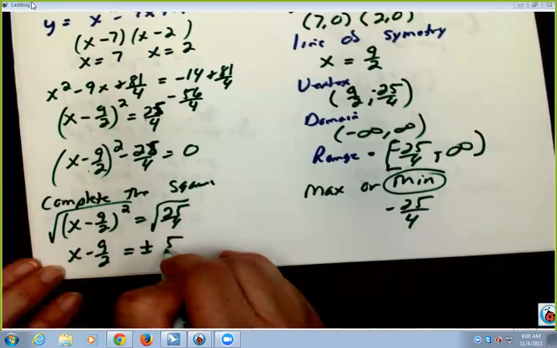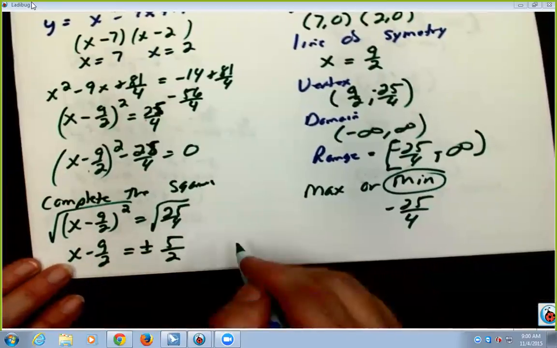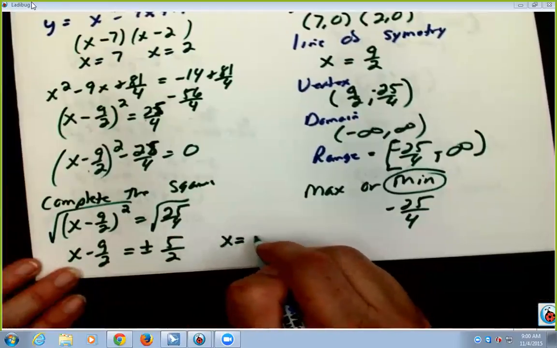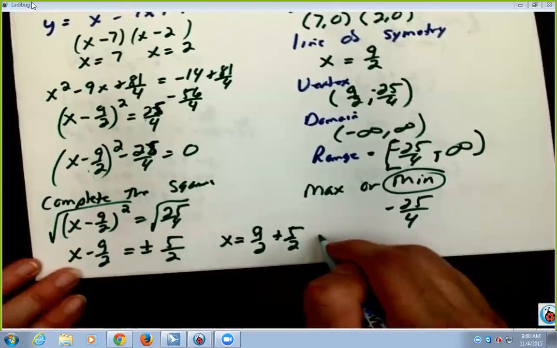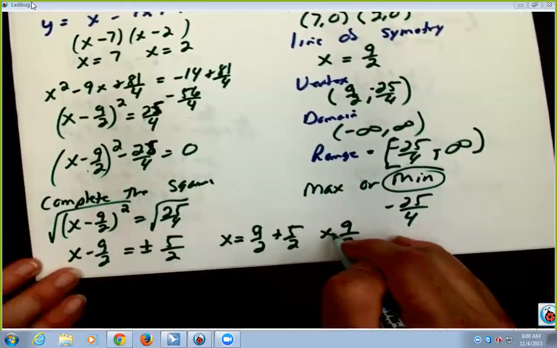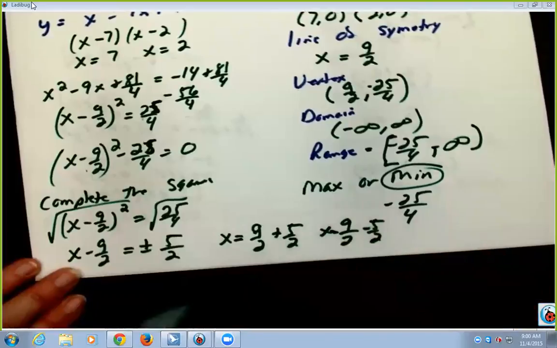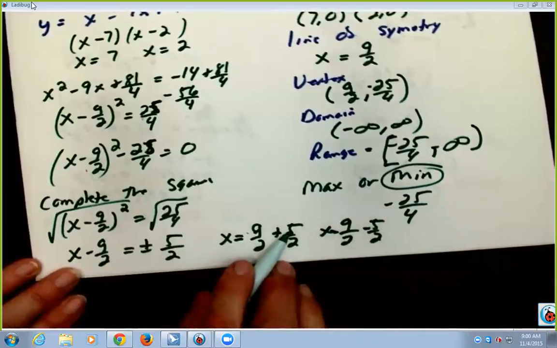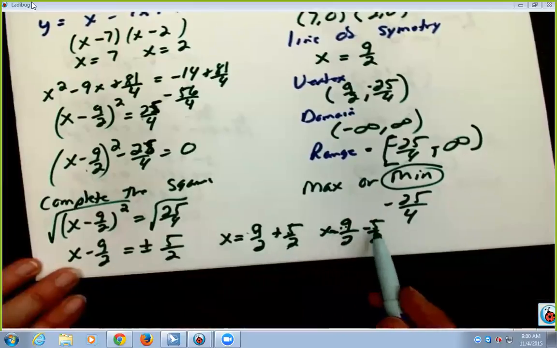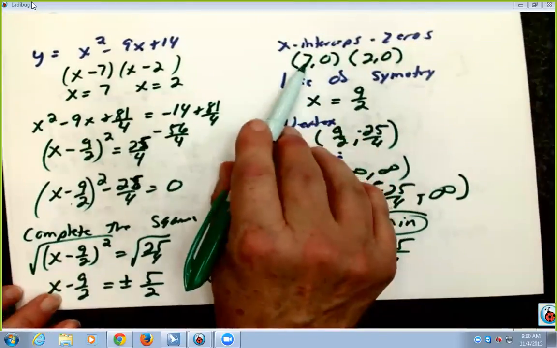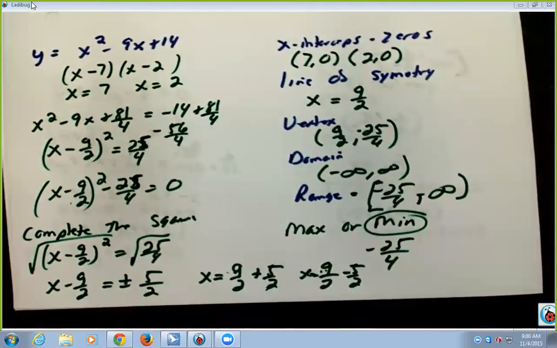Square root of 25 is 5. Square root of 4 is 2. And we find that x is equal to 9/2 plus 5/2 or 9/2 minus 5/2. 9 plus 5 is 14. 14 divided by 2 is 7. 9 and a negative 5 is 4. 4 divided by 2 is 2. So I still get my 7 and my 2. So if you can't factor it, just finish completing the square.